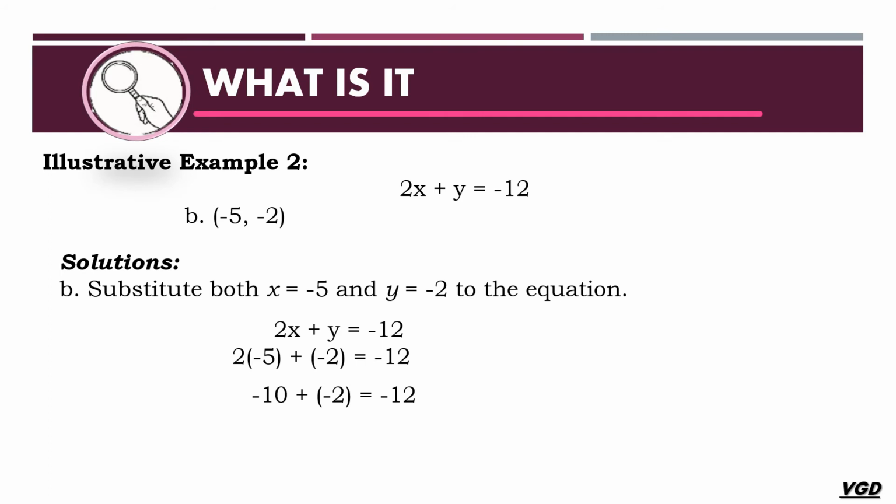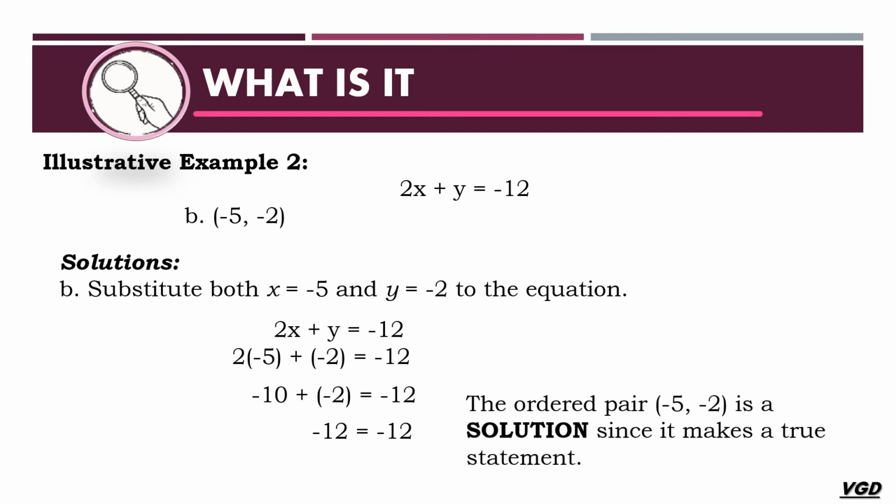So now let's simplify. Negative 10 plus negative 2 is equal to negative 12. And the answer is negative 12 is equal to negative 12. And since they have the same answer at the left and the right, therefore, the ordered pair negative 5 and negative 2 is a solution since it makes a true mathematical statement.